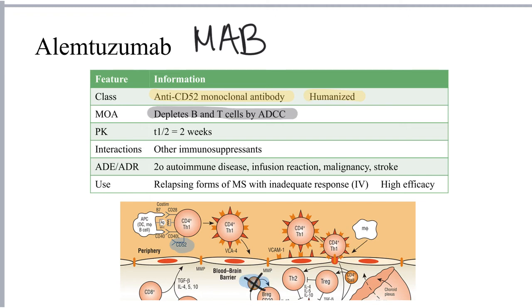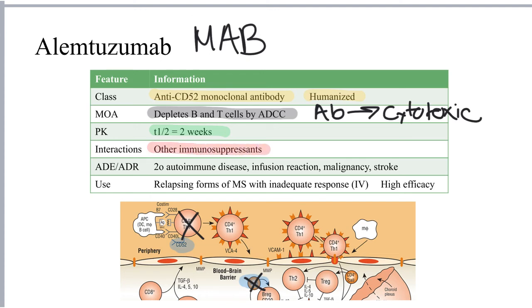The premise of ADCC is that these cells that have been bound by alemtuzumab are decorated with antibodies that target these cells or direct these cells for cellular cytotoxicity by various mechanisms. As with many monoclonal antibodies, the half-life is very long. For alemtuzumab, it is on the order of 2 weeks. Alemtuzumab is an immunosuppressant, and administration with other immunosuppressant drugs should be avoided.